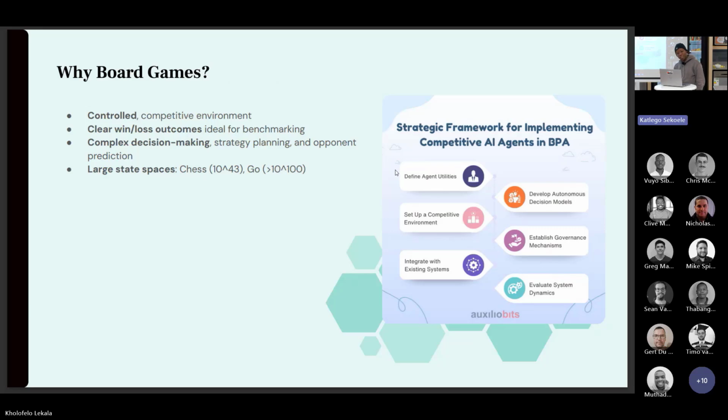Also, with board games you have a clear outcome at the very end, whether it is a win, lose, or draw, which makes them ideal and easy for interpreting how the agents play.